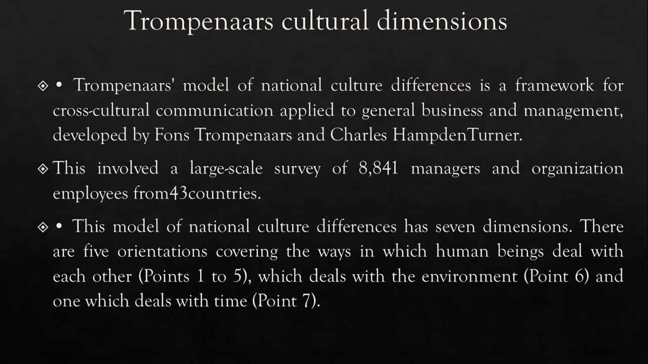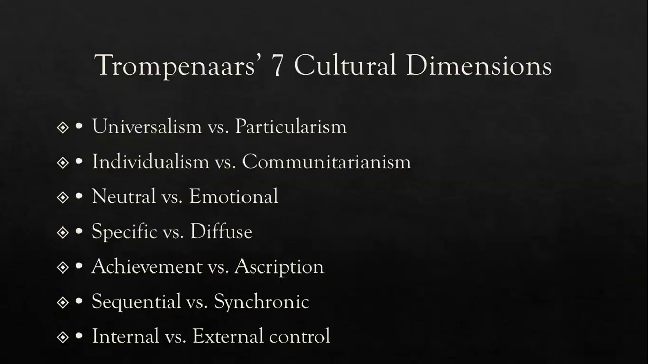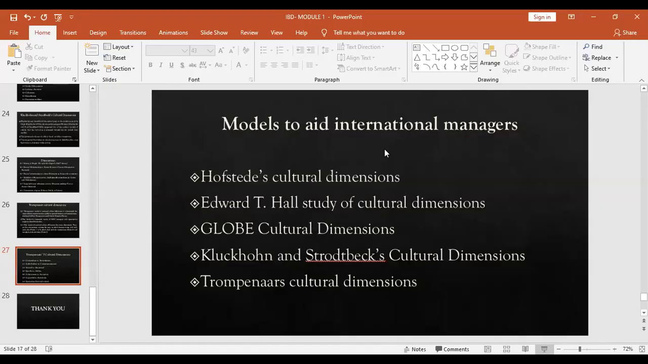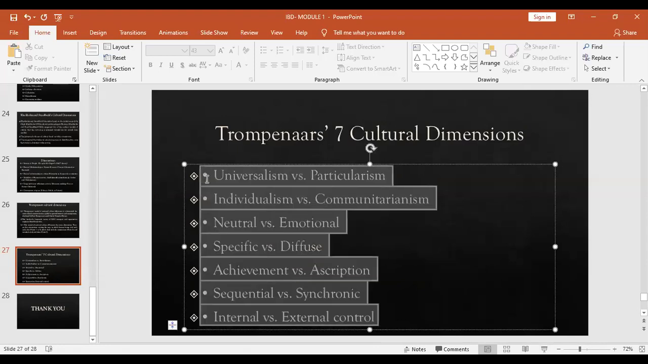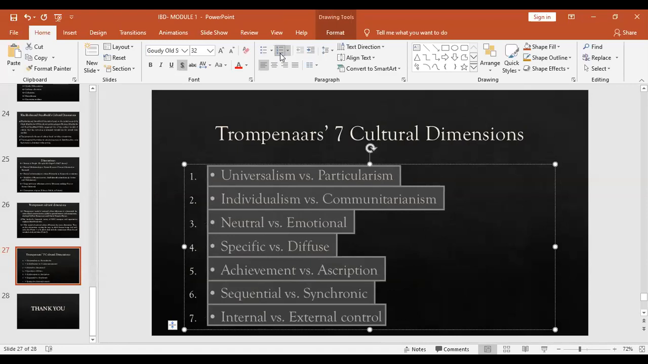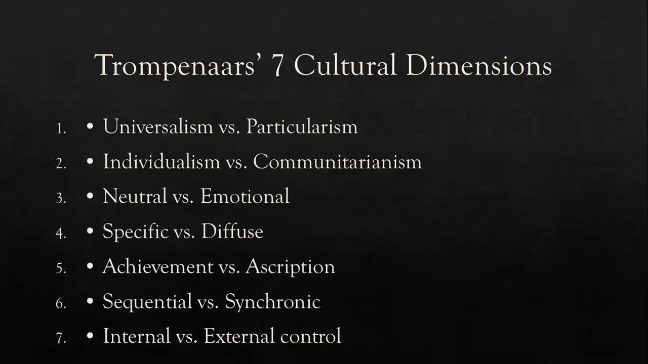Let us discuss those points now in detail. Look at this. These are the 7 points. Coming to the first one, that is universalism versus particularism. Let me number them so it's easy for you to look at. So it is clear now, students. See, the first one is universalism versus particularism.